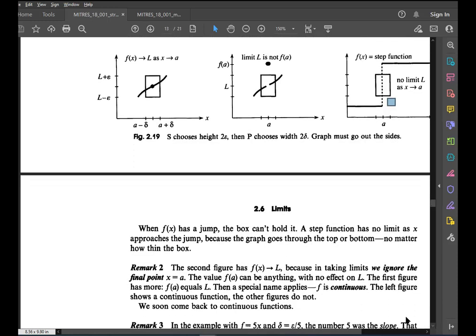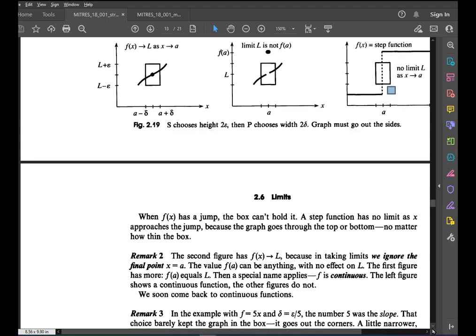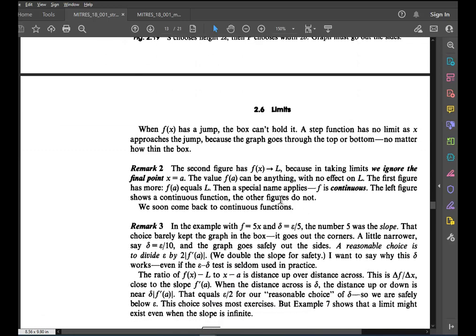Second remark, as I mentioned, when you're taking limits, you don't ever refer to the value of the function at the point. You're only finding the value of the function close to the point. So in fact, the limit here is well defined, even though the value of the function is not well defined. And he refers here also to the definition of continuous function: if the limit of the function agrees with the function, it is continuous.